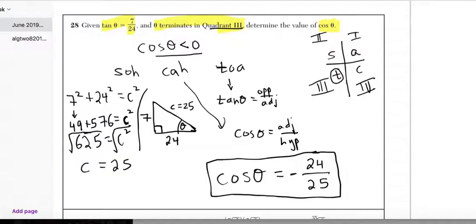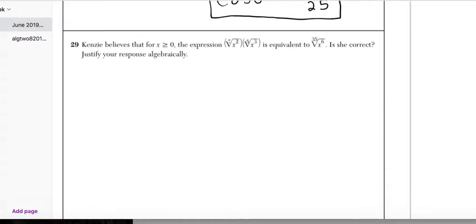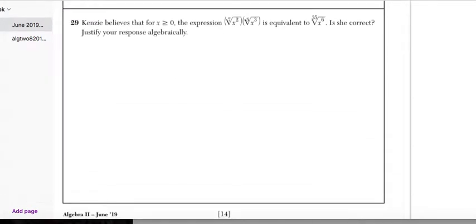That was kind of a lot for a 2-point question, but we got it. So I always like to check to make sure we hit everything. So tangent theta is this. Theta terminates in quadrant 3. That's why cosine is negative. Find cosine theta. We definitely did it. Okay? Pause the video if you need to. I'm moving to 29. I think we're about halfway there.